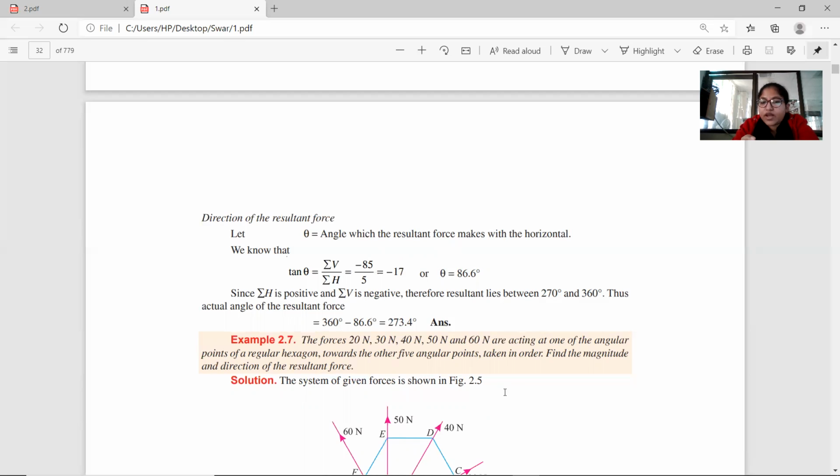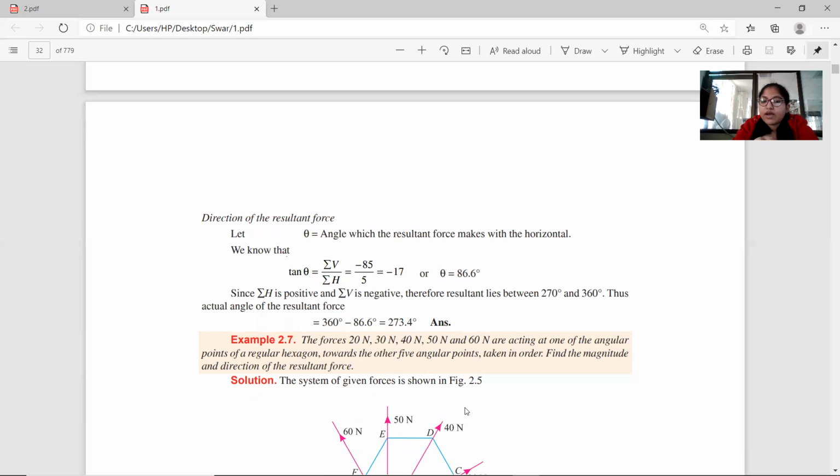What will be the value? The value will be minus 17. If tan theta value is minus 17, then theta is tan inverse of minus 17. After solving this inverse, theta will be 86.6 degree. So this is my answer for theta.